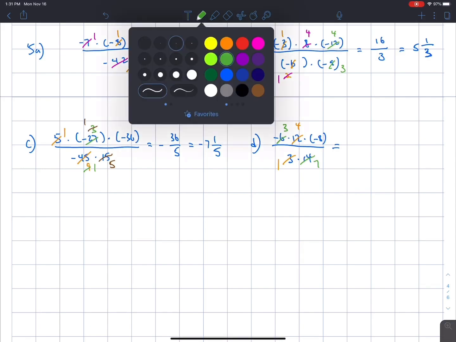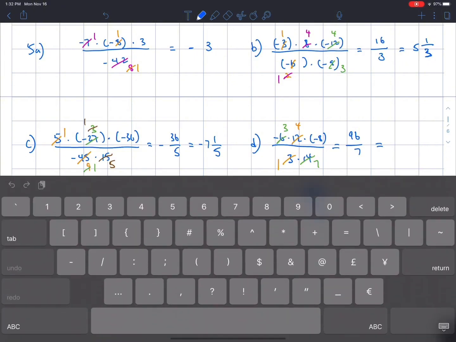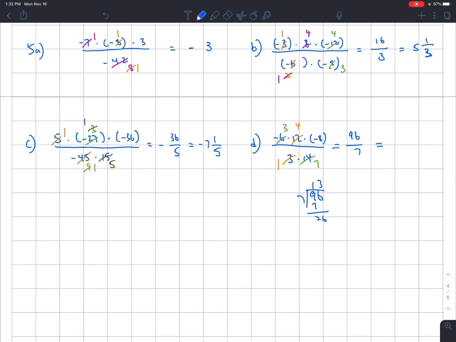And that's it. My numerator becomes 3 times 4 is 12. 12 times 8 is 96. And denominator is just 7. Now I need to change it back into a mixed fraction. 7 goes into 9 one time. Subtract, move down the next number. 7 times 3 is 21. Subtract, I get a remainder of 5. So my answer is 13 and 5 over 7.